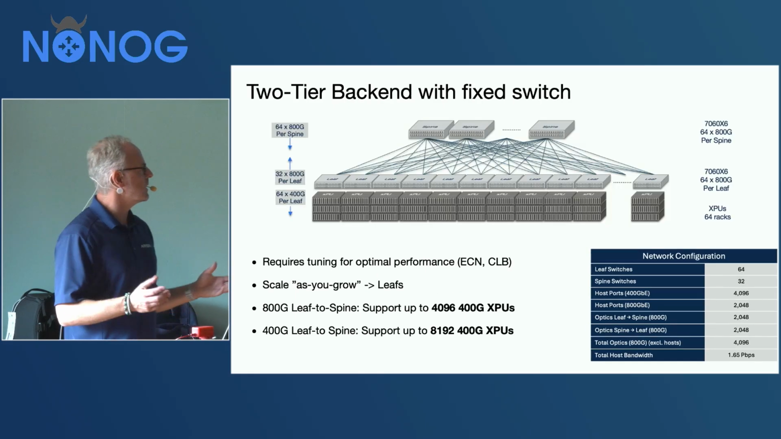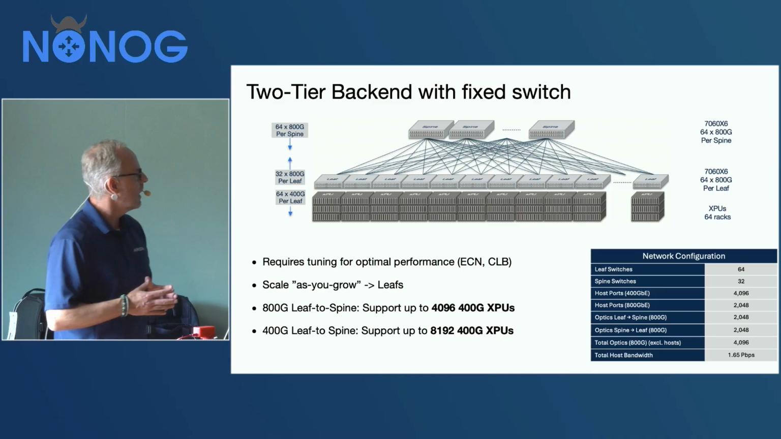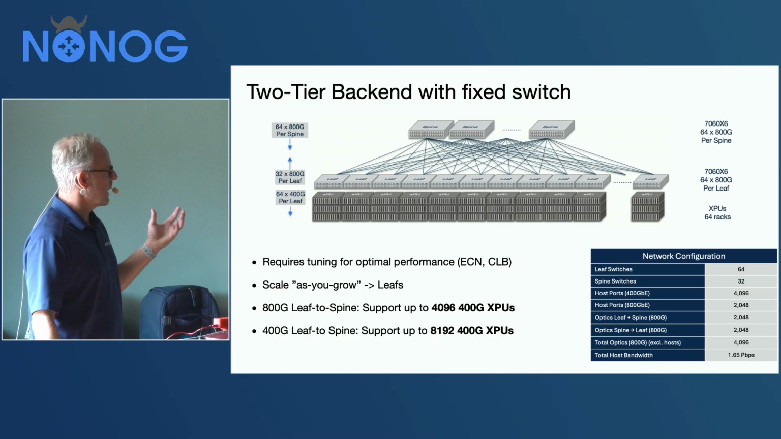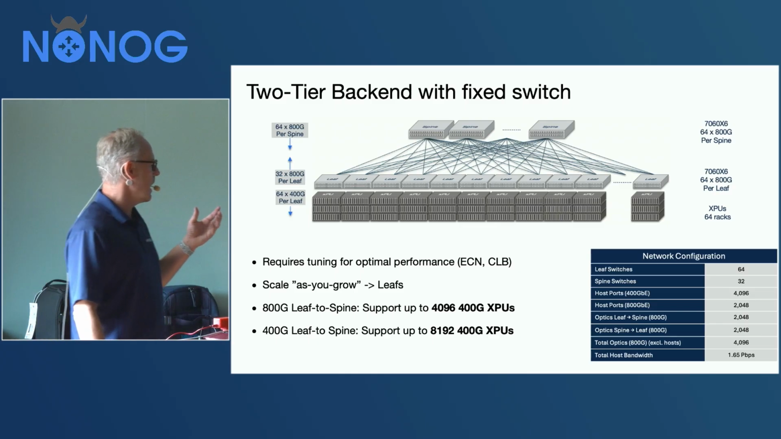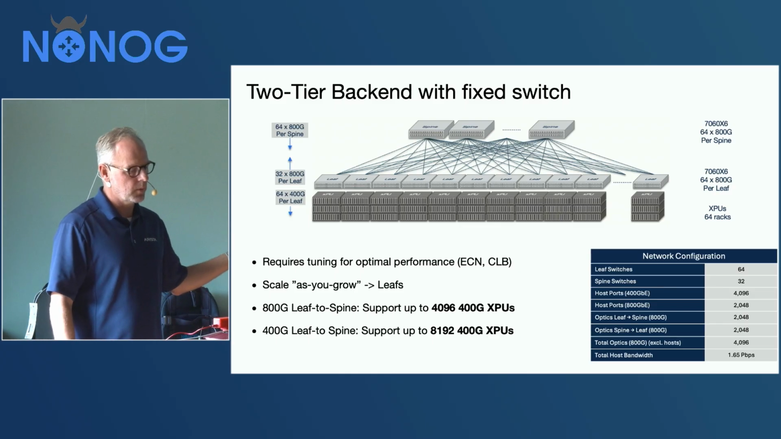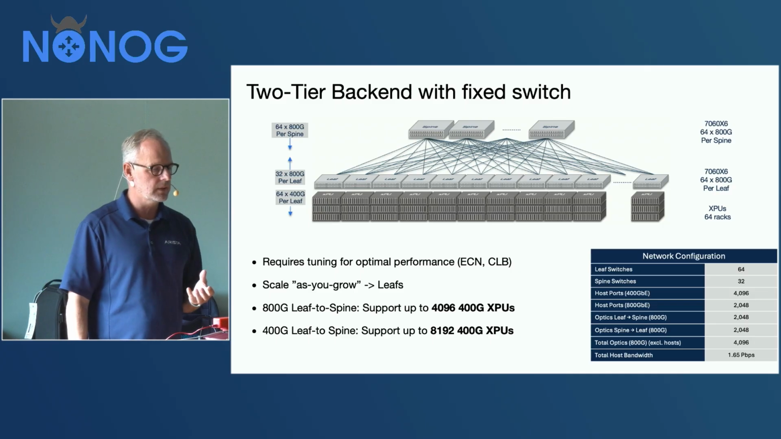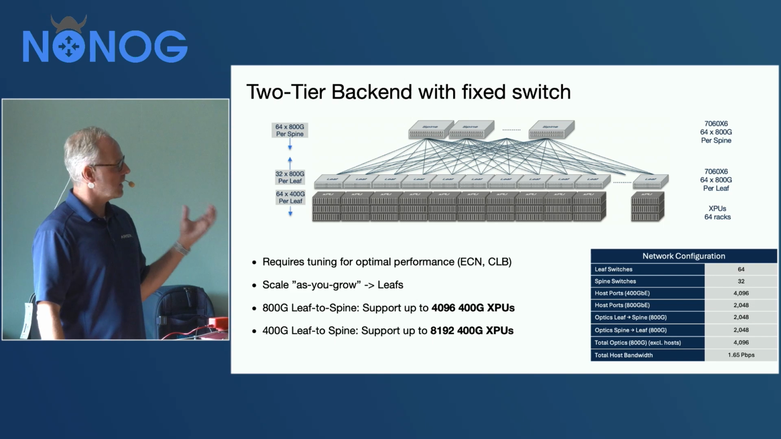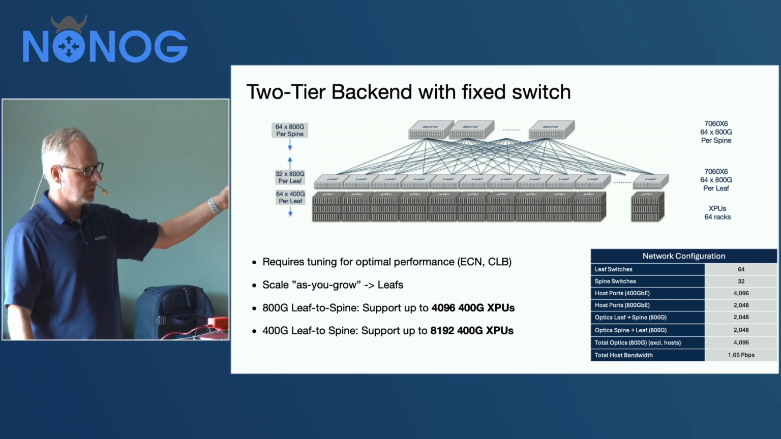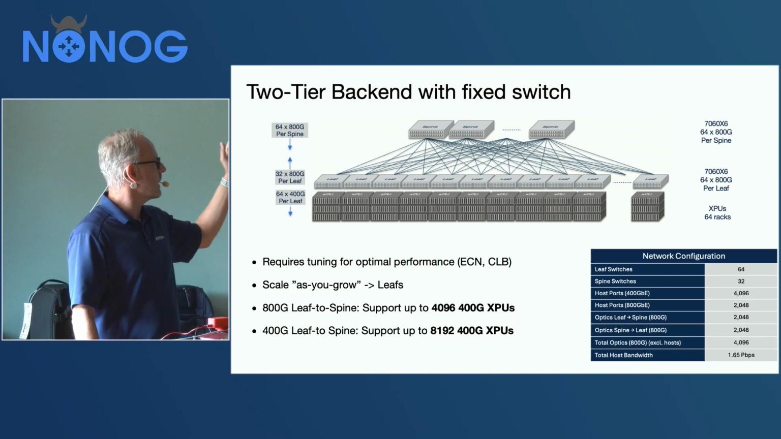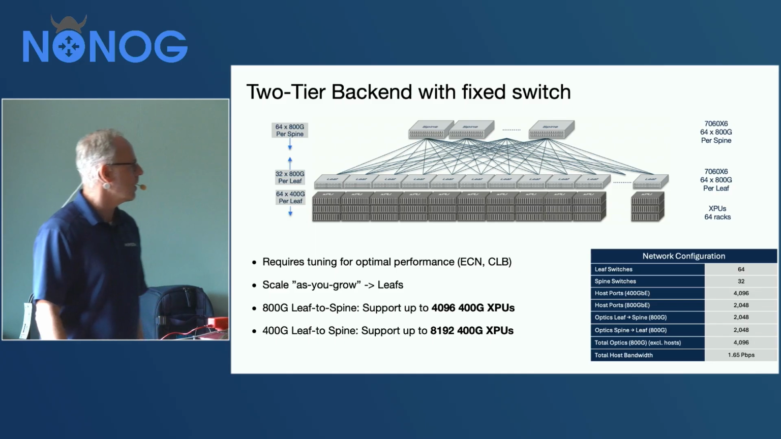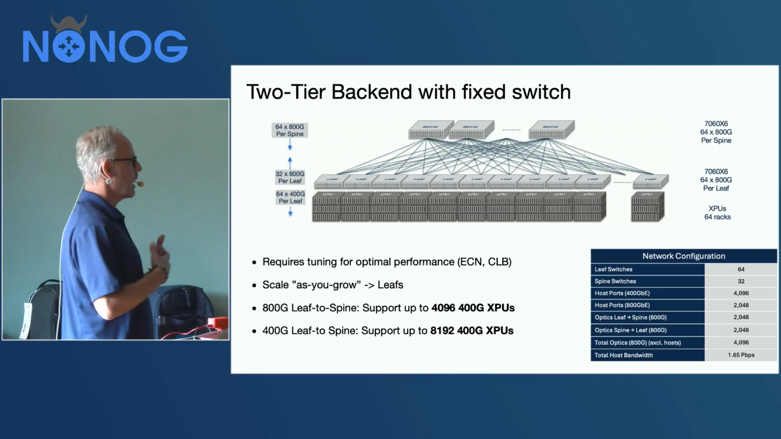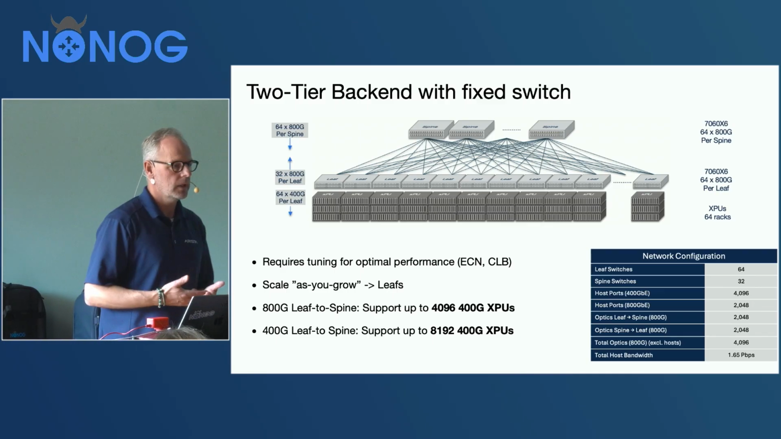For the next step, we have the two-tier backend. It's also quite easy to build, though it requires a little bit more tuning around ECN and load balancing than the tier 1 does. But you build out your spine layer fully from the start, and then you can add leaf switches when you need to scale. So with this one, we can scale up to 8,000 GPUs in the same cluster.